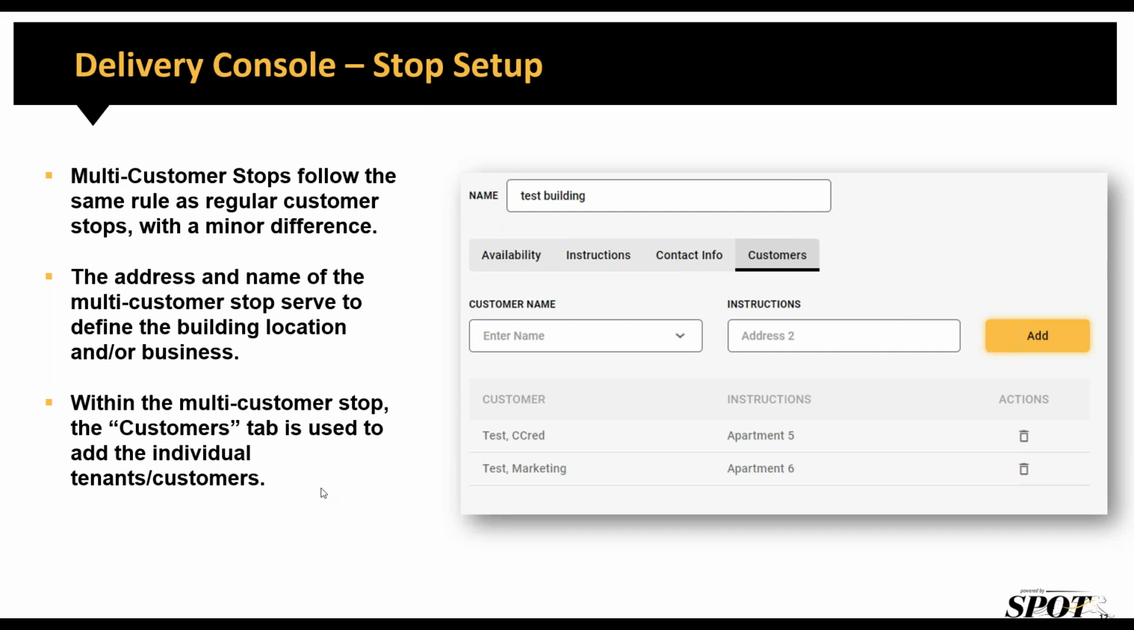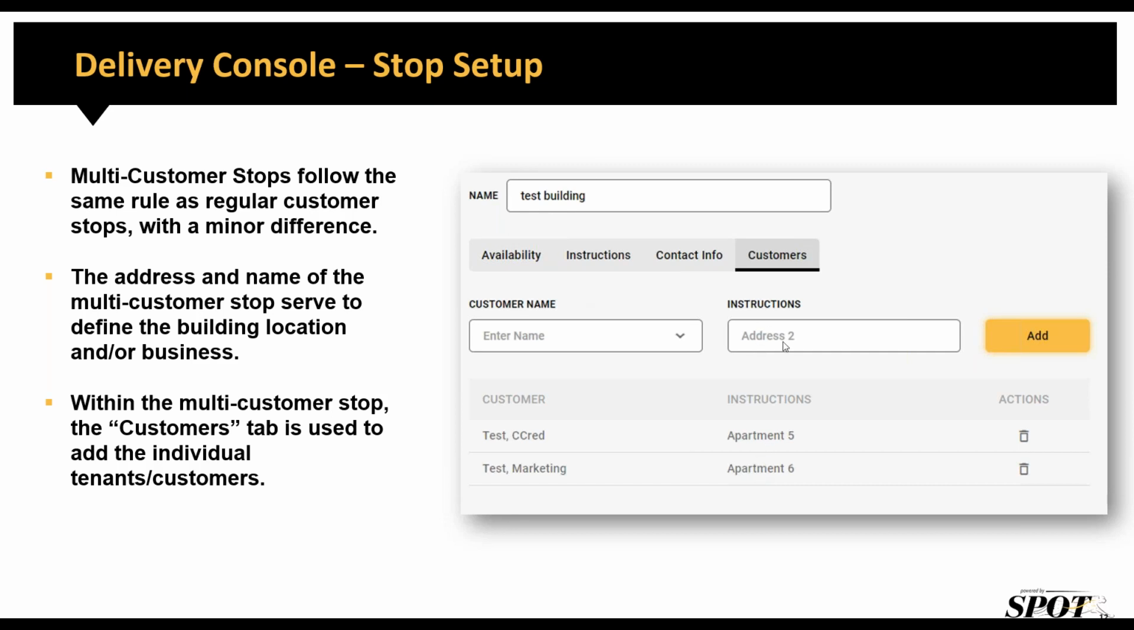For Delivery Console, we have instead implemented a feature in which you're just describing the name of the building or the place where we're going, and this stop that you just created does not create an account in Spot at all. It's just a name that you're giving the physical location where you're going. Inside of here, there's a customers tab where you will be pulling the customer records from Spot and adding them as multi-customer stops that live within this test building, for example.